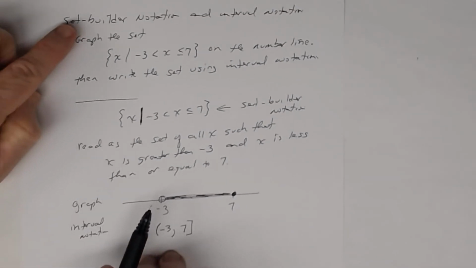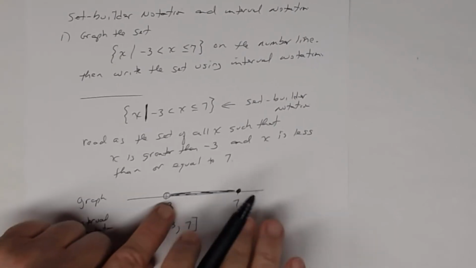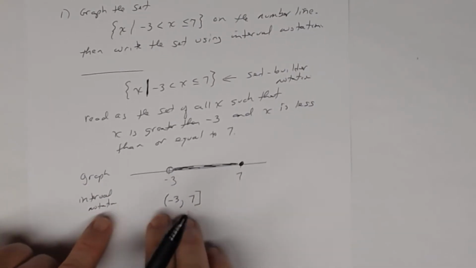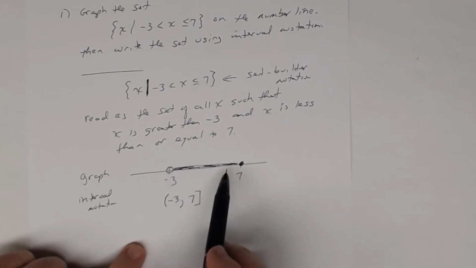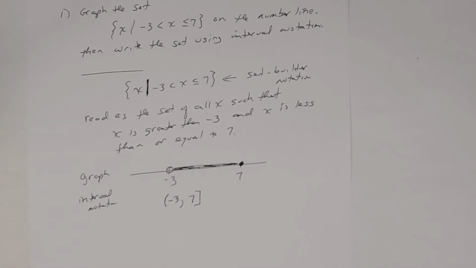So you wrote this on the number line. There's your number line right here, and you put it in interval notation. You have to remember, though: open circle, parentheses; closed circle, bracket. All right, so that's number 1. Let's look at number 2.